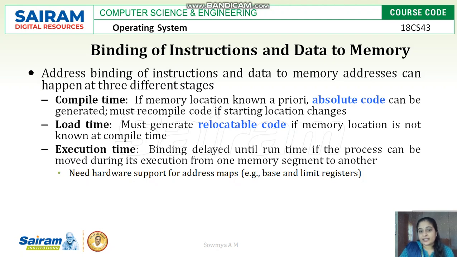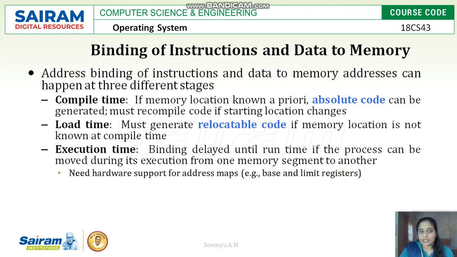So address binding of instructions and data to memory addresses can happen in three different stages. One is at compile time, when the memory location is known prior and absolute code can be generated; you must recompile the code if the starting location changes. In compile time, the location will be exactly equal to the memory location and the absolute code will be generated.